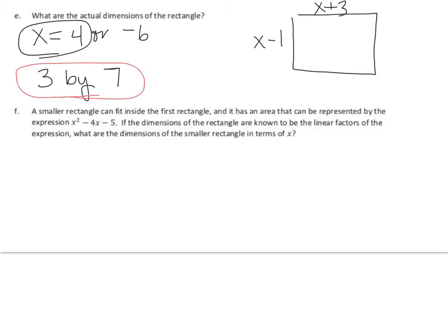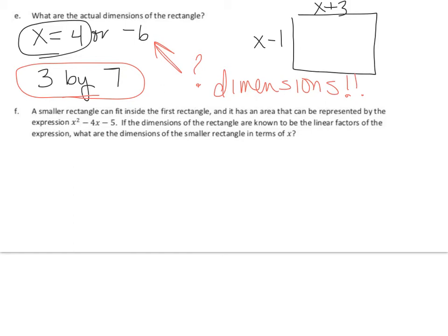Length and width. What about that negative 6? What do we do there? Well, these are dimensions. I cannot have a negative value because I can't measure a negative value. My ruler doesn't go negative, right? So that one is dismissed.